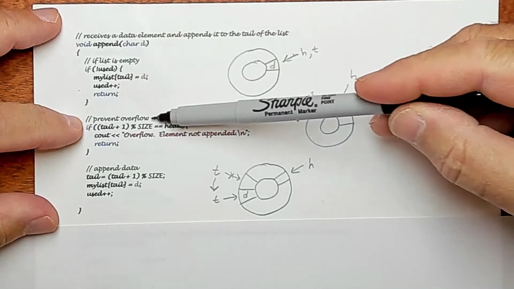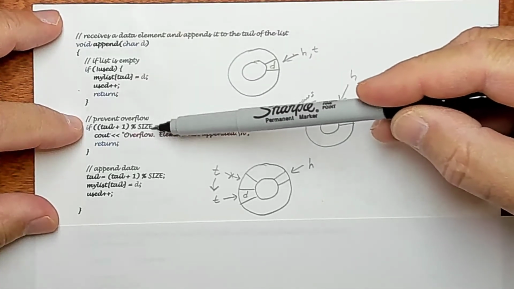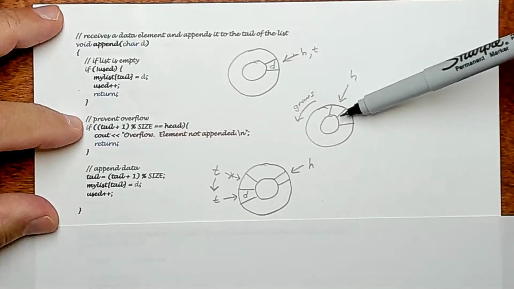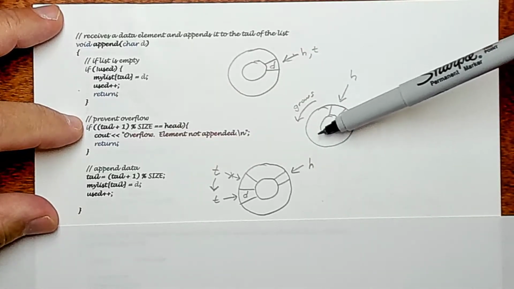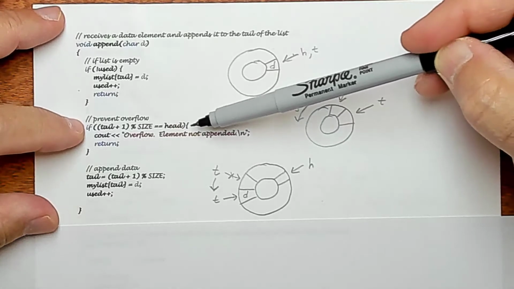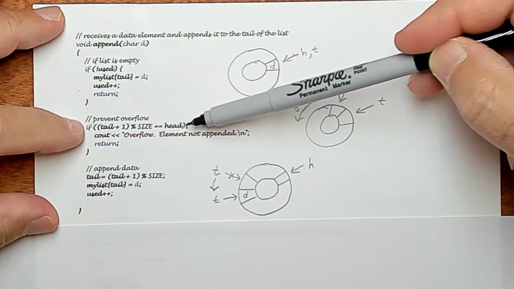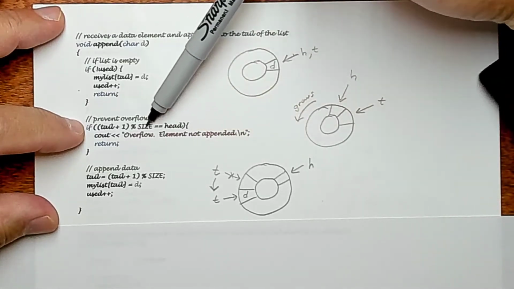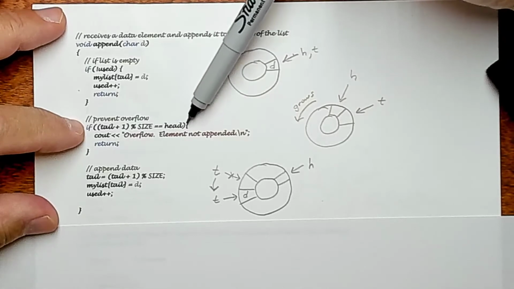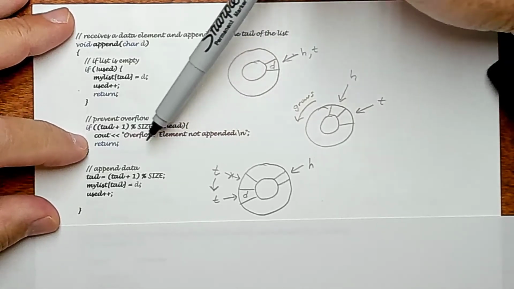And then I've got a little check in here to prevent overflow. That is, if the circular array is completely full, and that would be indicated by the tail being just before the head here, and if that's the case, then it'll just return.